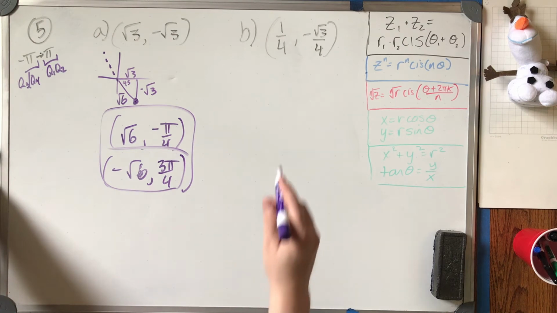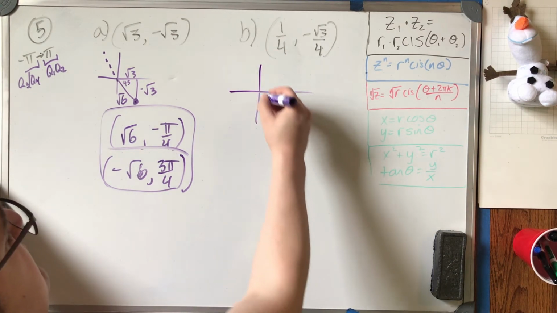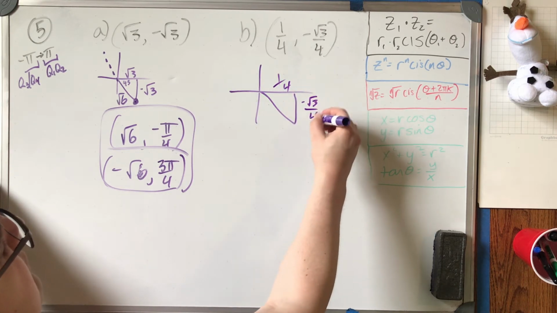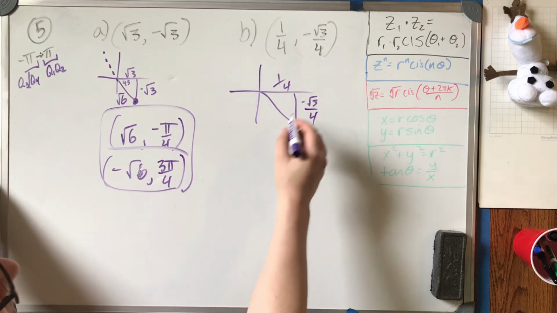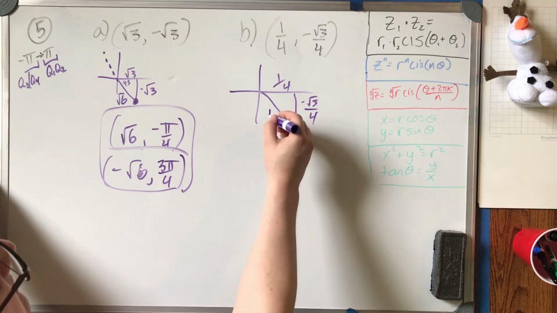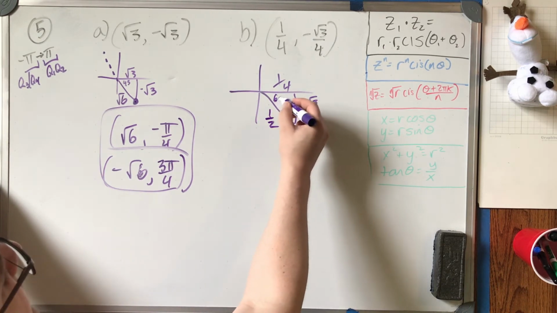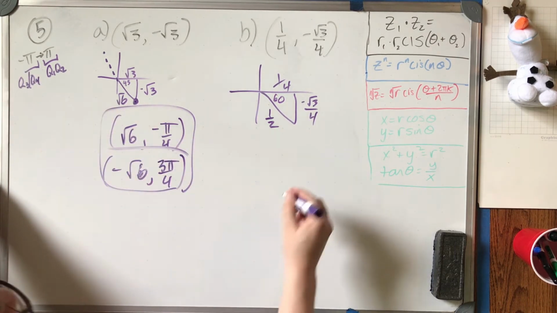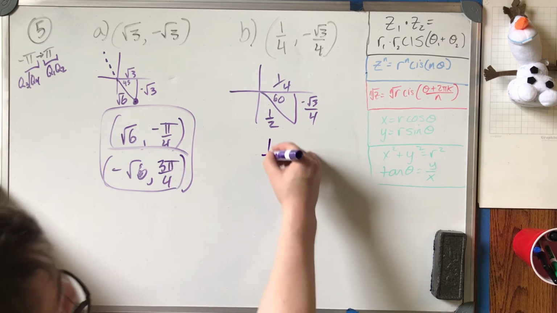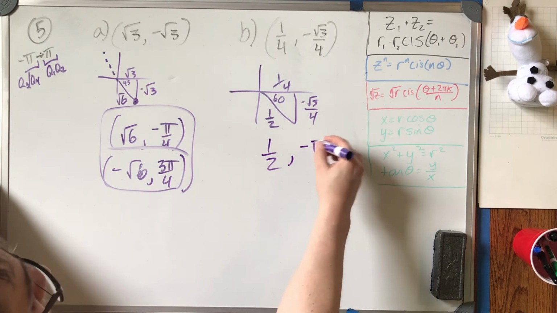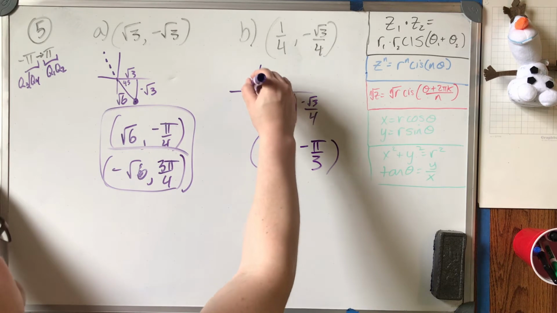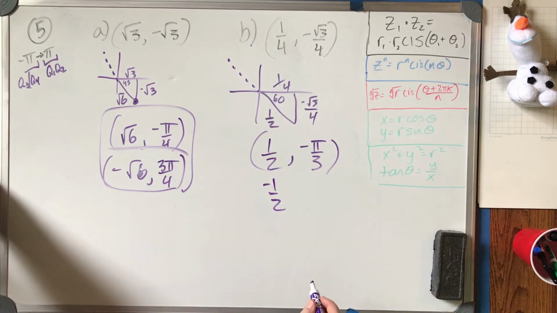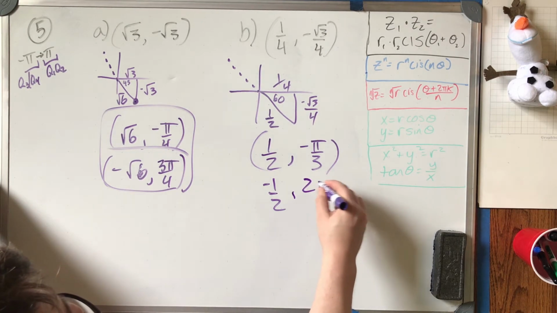B, similar to the other B, we just have to recognize what's going on with it. So we have a 1/4 and a negative square root of 3/4, so this is a 1, square root of 3, this is going to be a 2 over 4, which I can reduce to 1/2, and that's going to be a 60. Now, in the fourth quadrant, we have to use negative angles, so I'm going to have a positive radius with a negative pi over 3. And then I can use a negative radius with a positive angle, because I'll be in quadrant 2 for that one, and that's going to be 2 pi over 3.